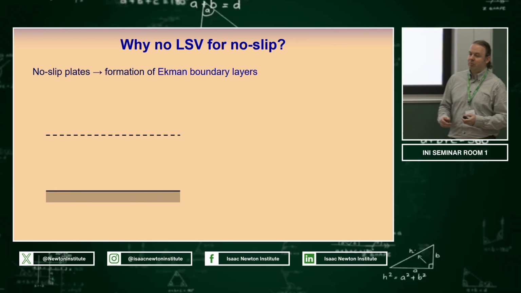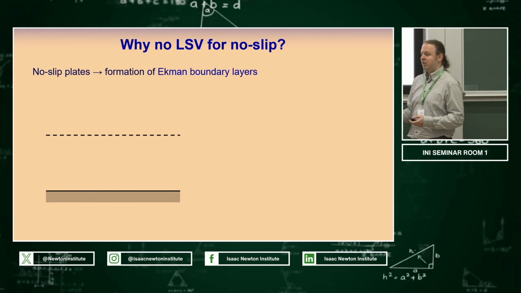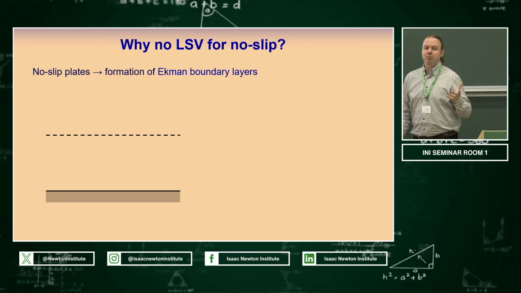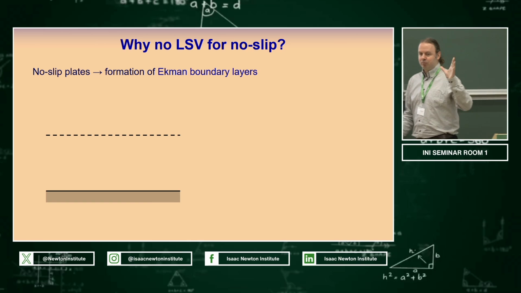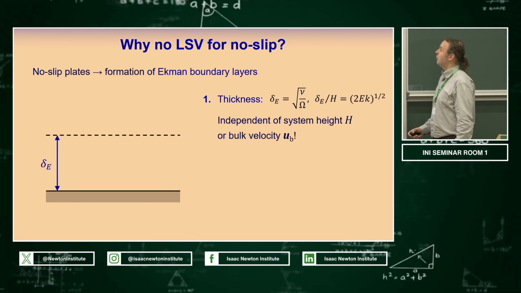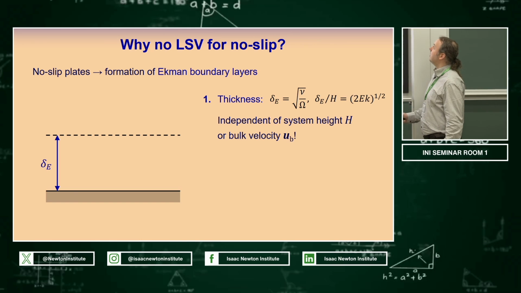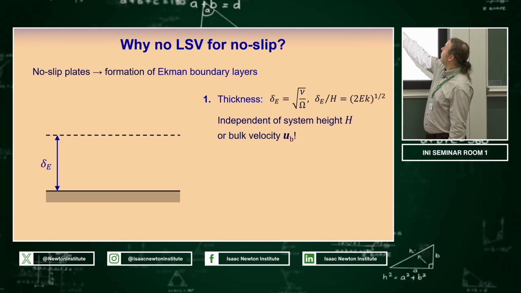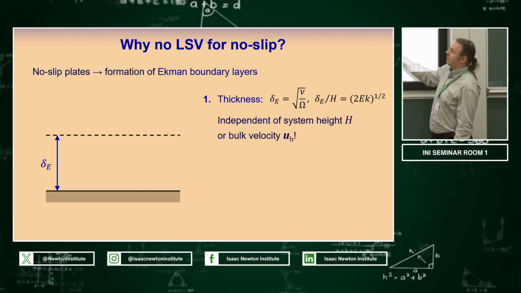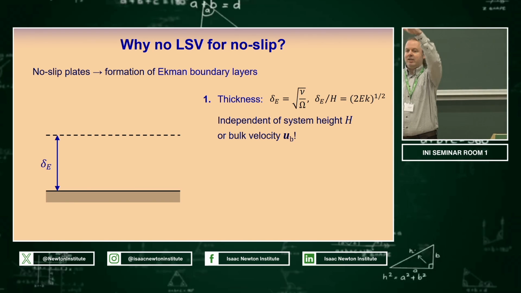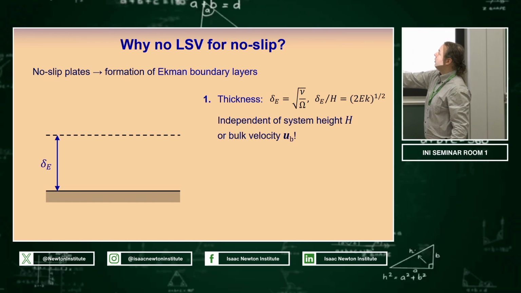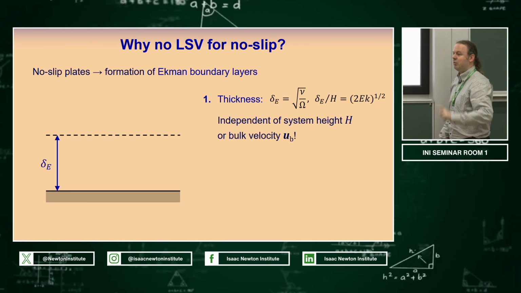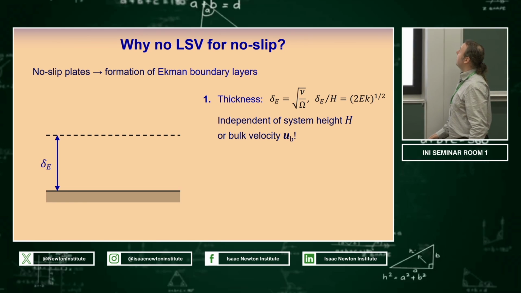Whenever there are no slip plates in a rotating flow, we typically see Ekman layers being formed. And these Ekman boundary layers have properties that are quite distinct from the regular Prandtl type boundary layers that we often encounter. For one, the thickness of the layer is actually purely set by the viscosity and by the rotation rate that is applied. That means that things like height or the bulk velocity above the boundary layer do not play a role in setting the thickness. So this is quite unique for boundary layers.